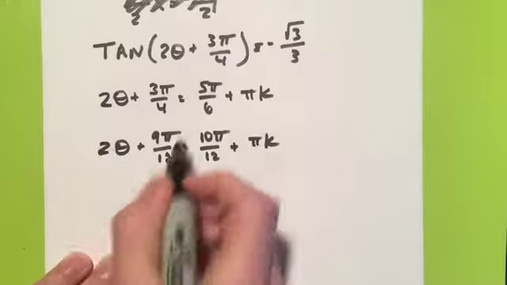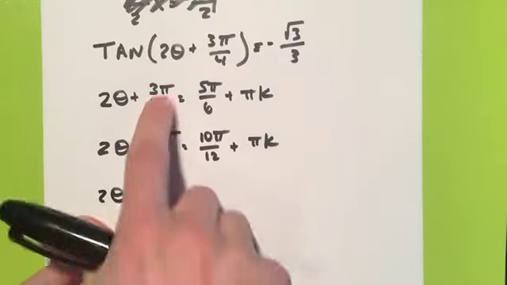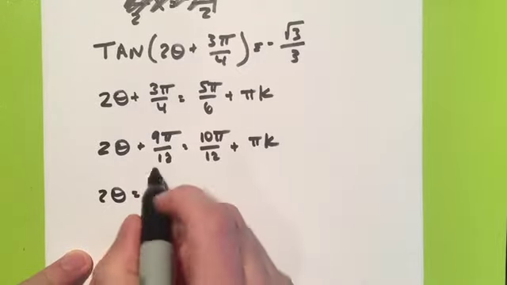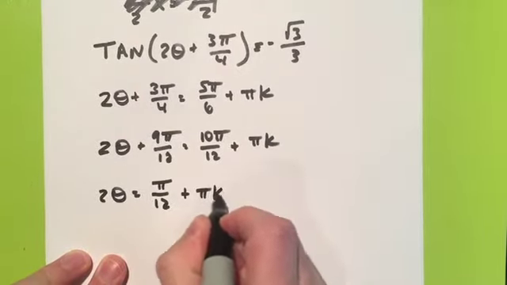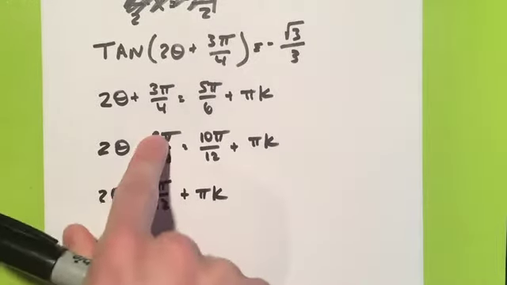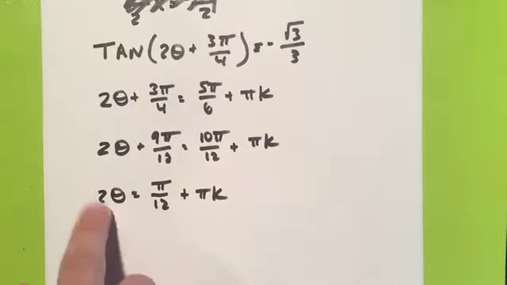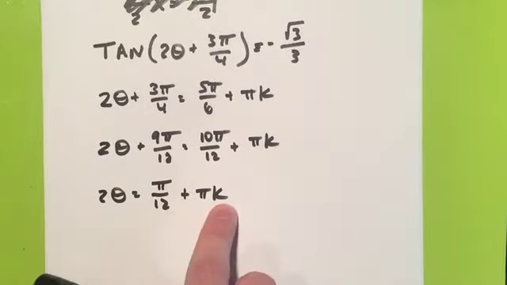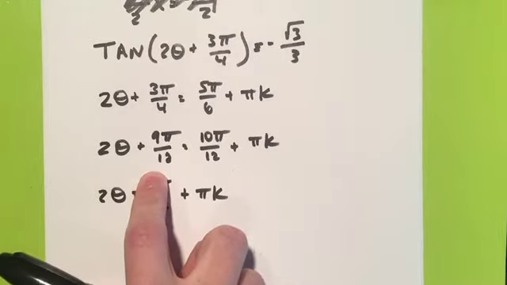So now we'll subtract that. We have 2 theta equals 10 pi over 12 minus 9 pi over 12 is going to be pi over 12 plus pi k. Notice that I did not also combine that with this because this is subtraction. We've got 2 theta equals pi over 12 plus pi k. Denominators stay the same when we add or subtract.